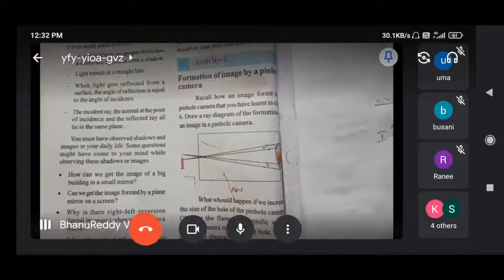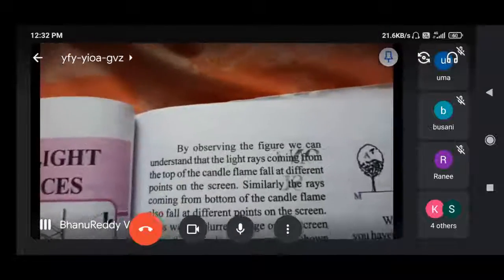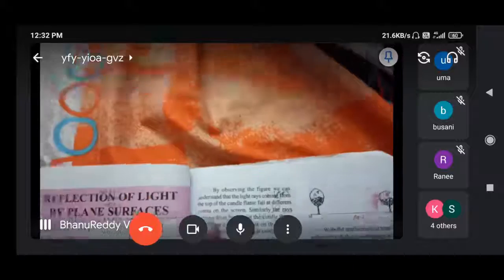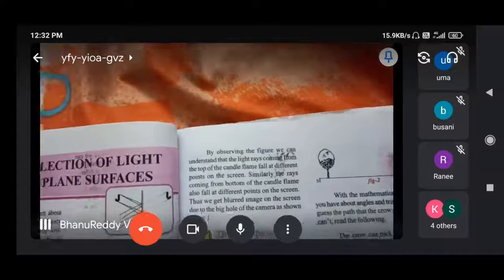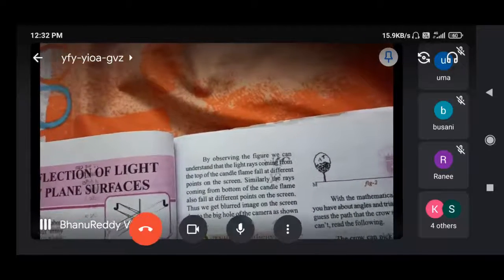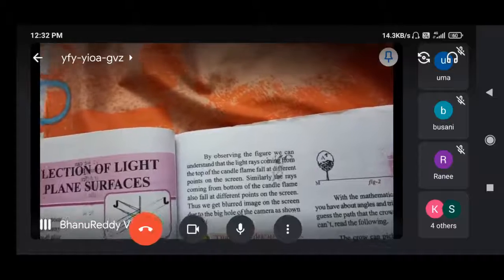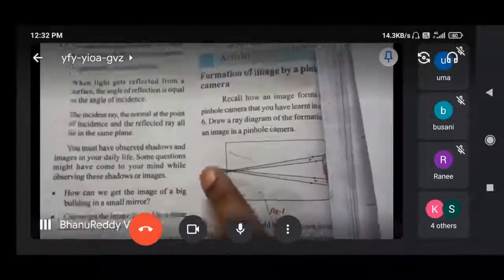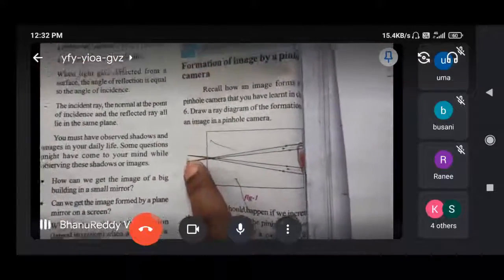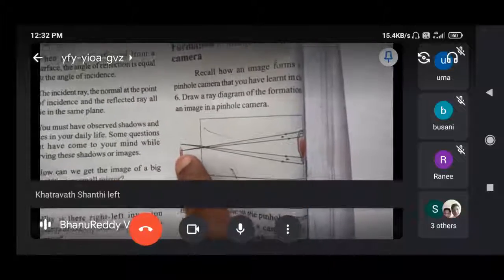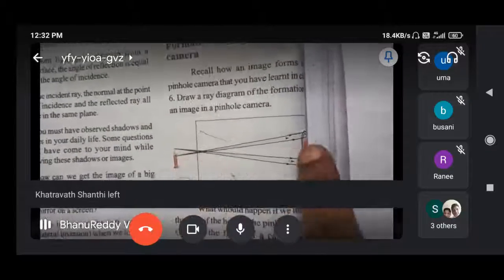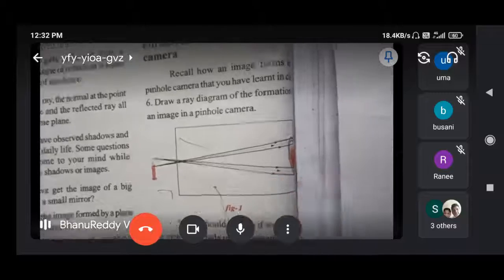With a big hole, what will happen to the image, Nana? By observing the figure, we can understand that light rays coming from the top of the candle flame fall at different points on the screen. So due to that, the rays coming from the bottom of the candle fall here, and rays coming from the top of the candle flame and the bottom of the candle flame. Top will reach the bottom and bottom will reach the top.